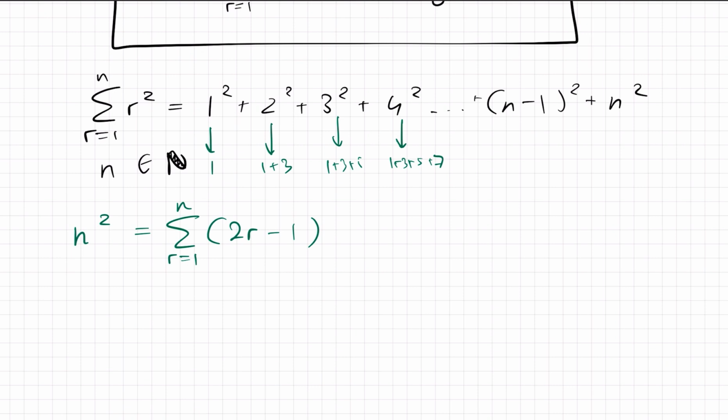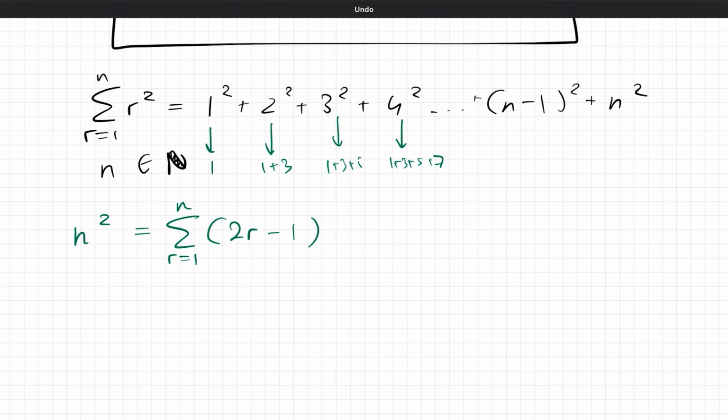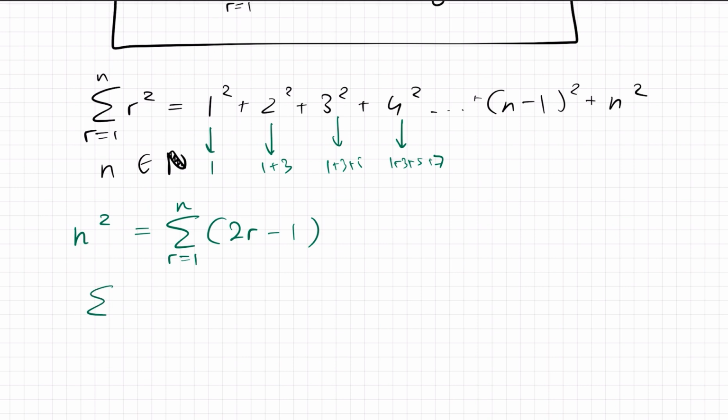And the next thing you also need to know is the triangle numbers formula. So what I mean by that is the sum of numbers starting from 1 all the way up to n is just equal to n times n plus 1 over 2. This is just the triangle numbers formula. So this is 1 plus 2 plus 3 plus 4 plus 5 all the way up to n.